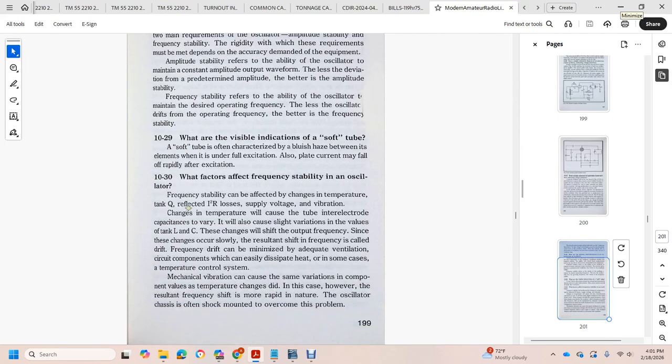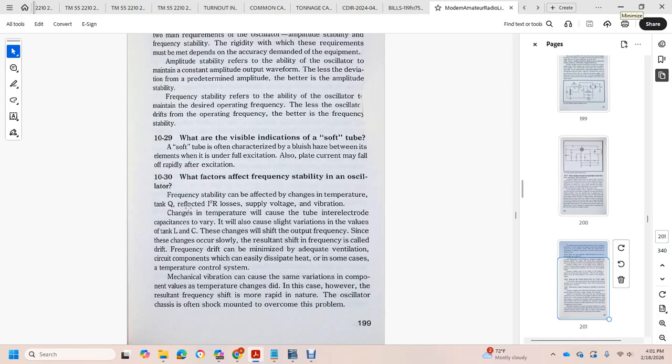What factors affect the frequency stability of an oscillator? Frequency stability is affected by change of temperature, the tank circuit Q, affecting the amplitude, resistor loss, and supply voltage vibration. Change of temperature will cause the inter-electrode capacity to vary. It will also cause slight variation of the values of the tank inductor and capacitor. These changes cause a shift of the output frequency.